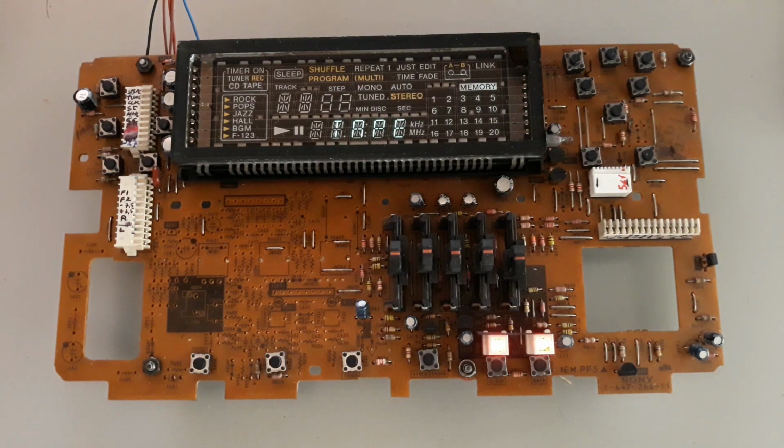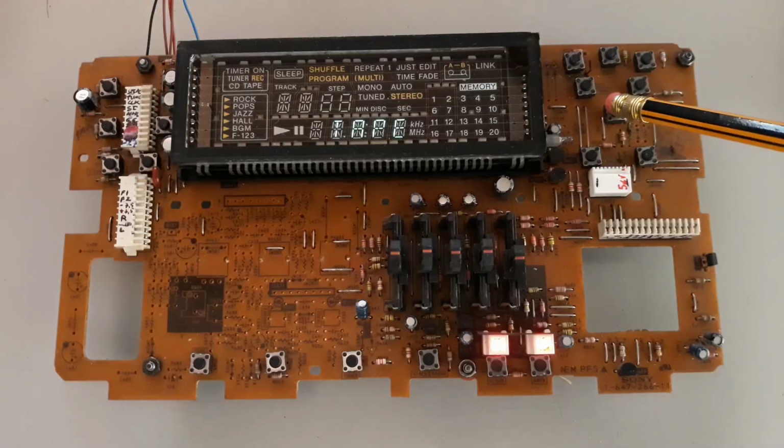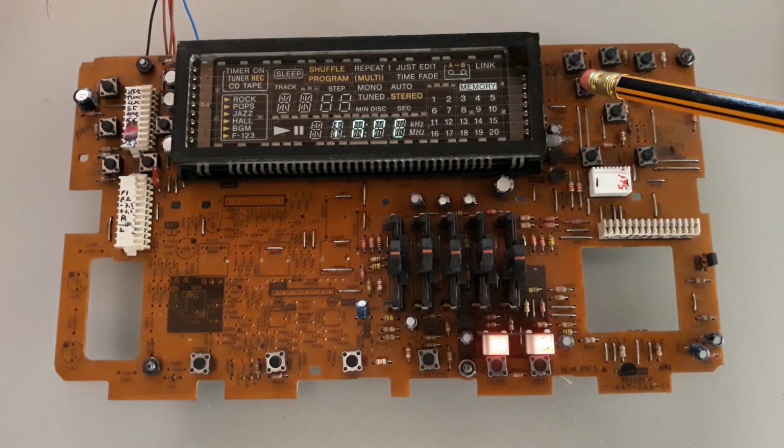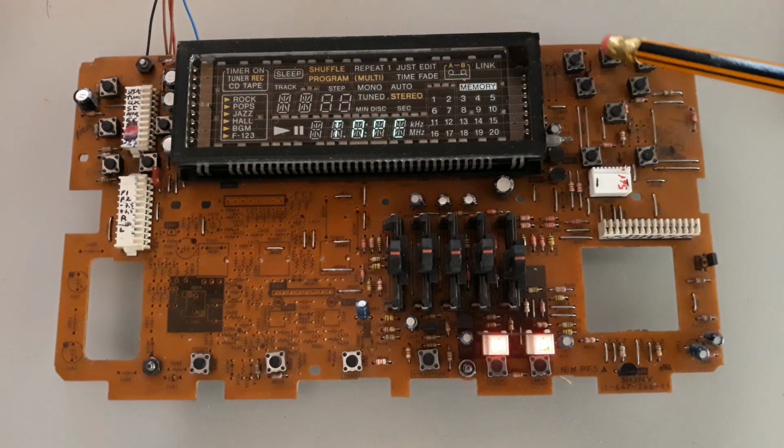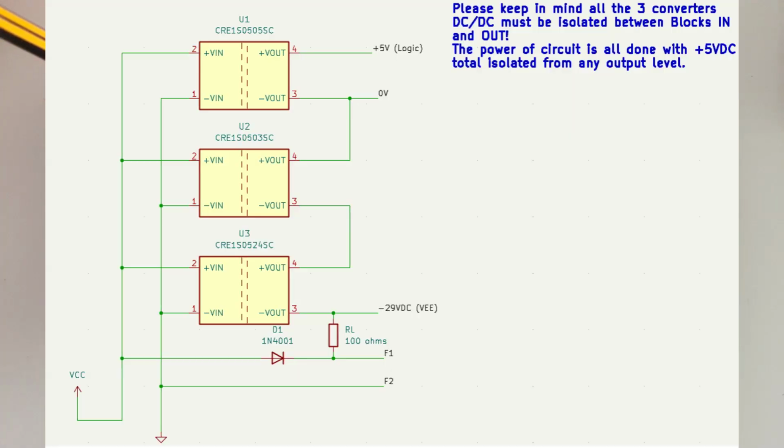Now let us move on to the power supply arrangement used to bring the panel back to life. For this project, we used three completely independent power sources. The first supply provides plus 5 volts DC to the filament through a 1N4004 diode. The second supply provides plus 5 volts DC for the logic circuitry. The third supply provides minus 29 volts DC.